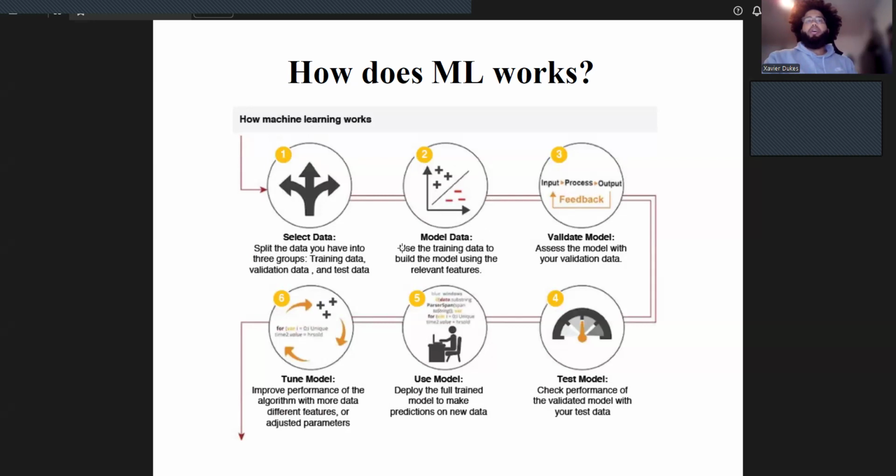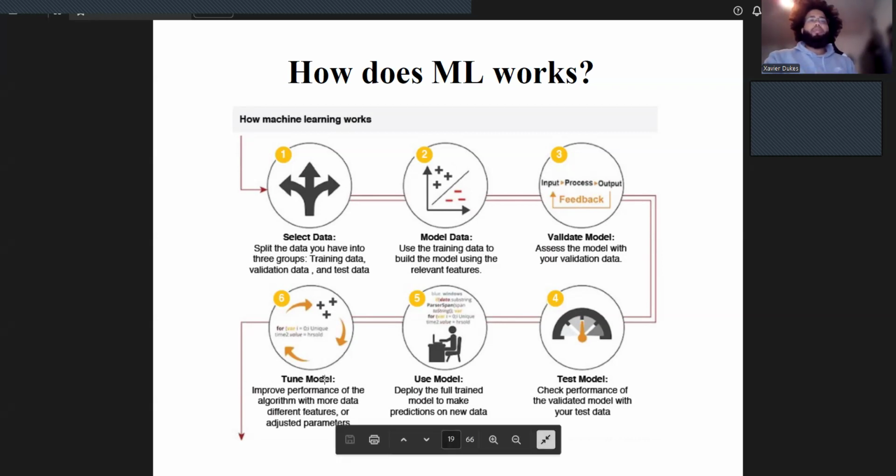You model it and you use the training data to build the model using the relevant features. Okay. This is the training portion, right? And then you validate that model. You assess the model with your validation data. You provide feedback to the output and hone in on various weights.